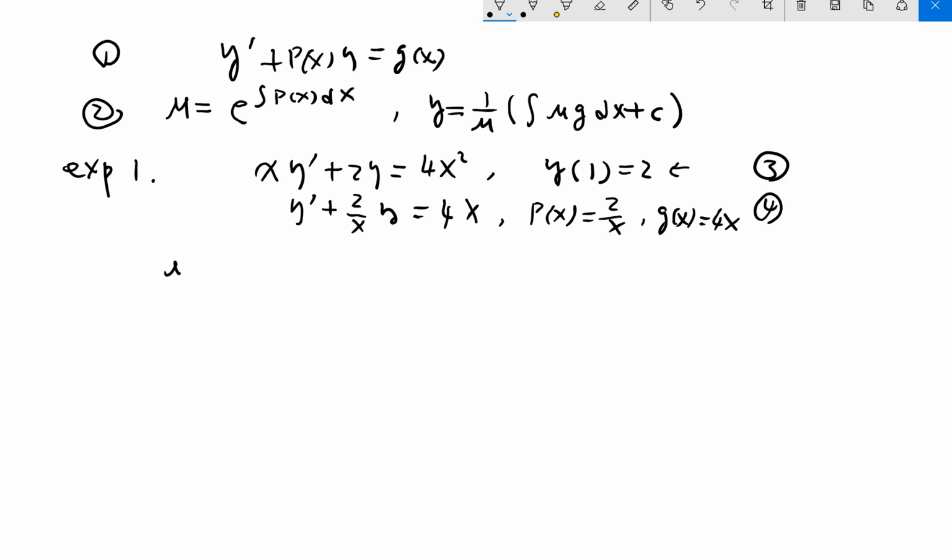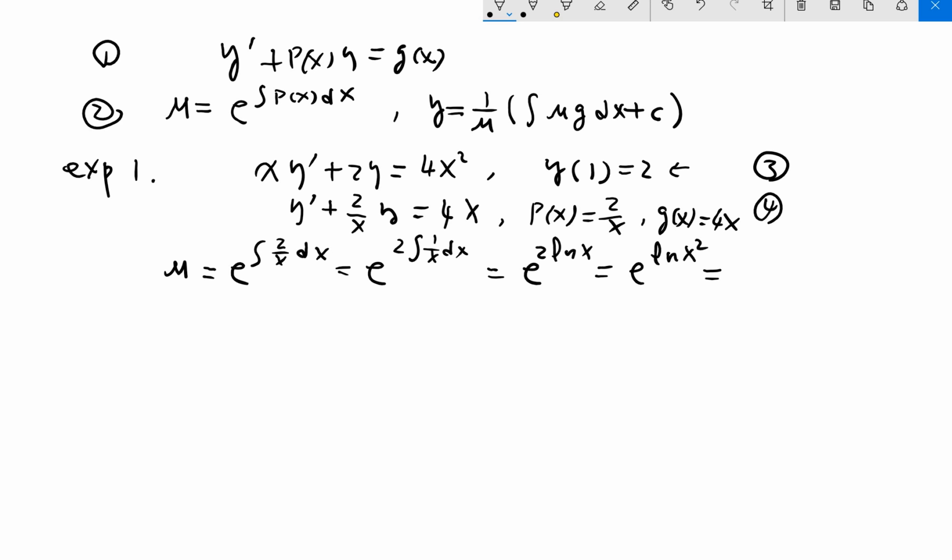So first of all, let's find mu(x) for this case. It's e to the integral of p(x), which is 2 over x dx. So this is equal to e to the 2, you put the 2 out, then integral of 1 over x dx, which we know is ln x. So this is equal to e to the ln x squared. We use the property of the natural log function. The exponential function e and the ln inverse each other. So this will give you x squared.